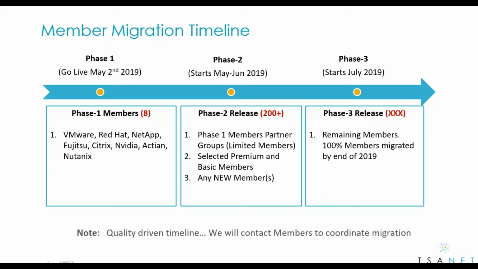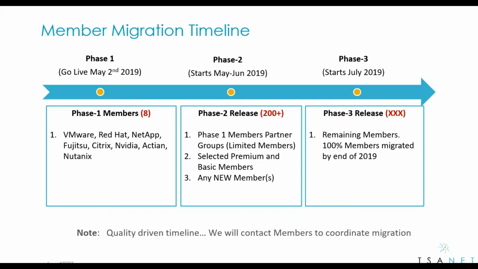So then looking into the member migration timeline, we have phase 1 that's going to be going live very shortly. You can see the members on that. We've got 8 of them: VMware, Red Hat, NetApp, Fujitsu, Citrix, NVIDIA, Actian, and Nutanix. So those 8 members will be going live. And then as we go into phase 2, this is really where we start to scale up the migration.